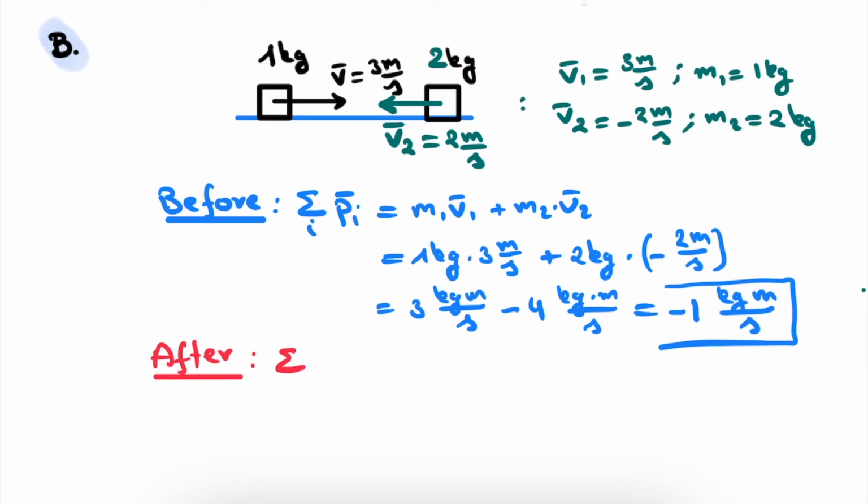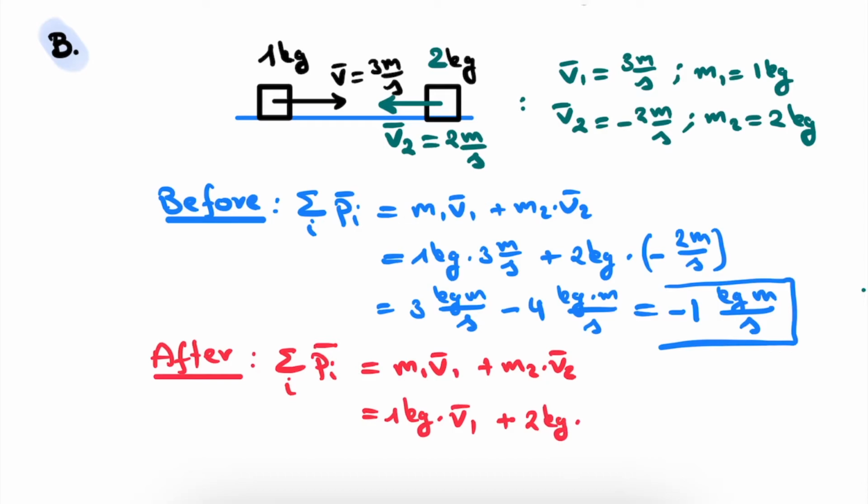We know, of course, that the total sum of momenta is equal to m1 times v1 after the collision plus m2 times v2 also after the collision. Now we already know that this sum will have to be equal to this minus 1 kilogram meter per second, since we have conservation of momentum. Filling this in, m1 still remains 1 kilogram, v1 we don't know, plus m2, which is 2 kilograms, multiplied by v2, which we also don't know.